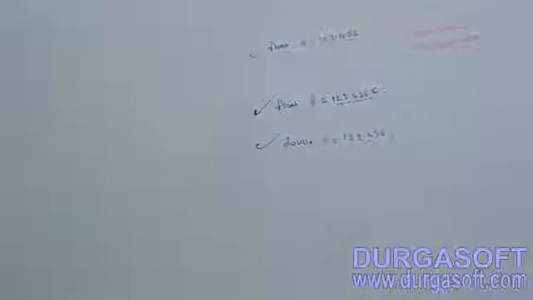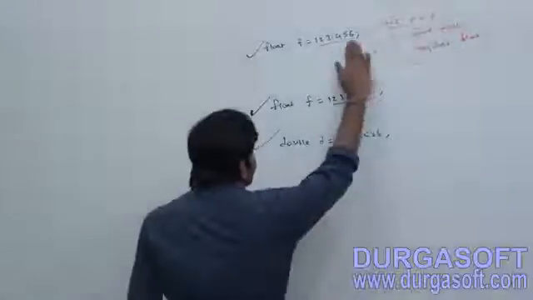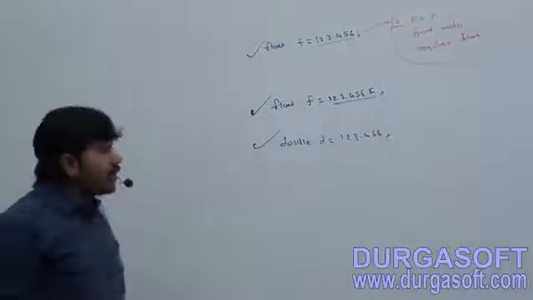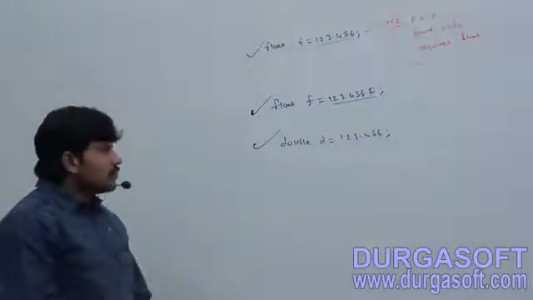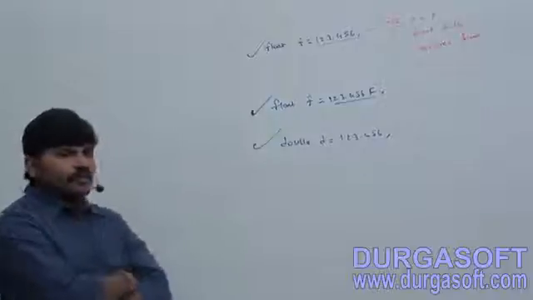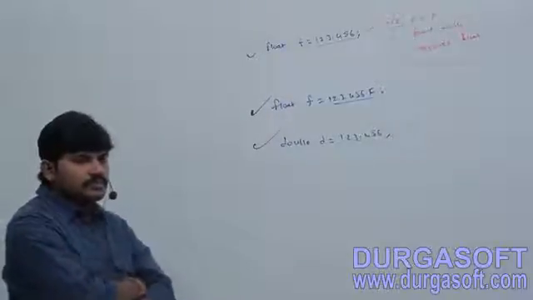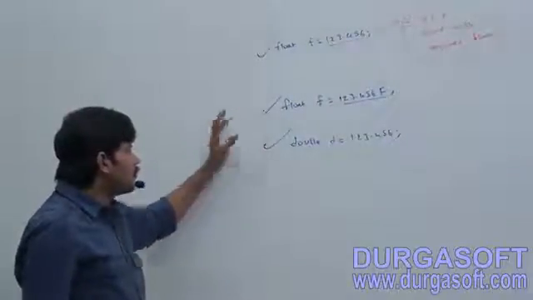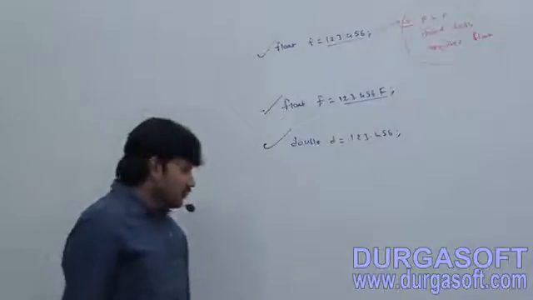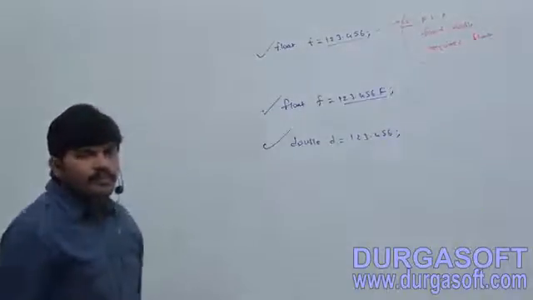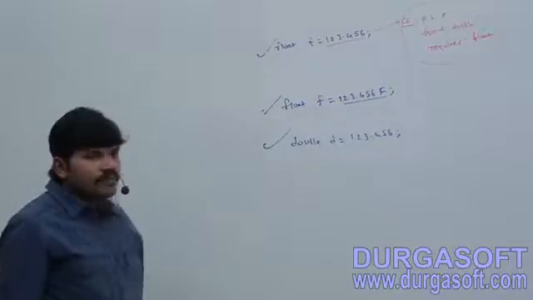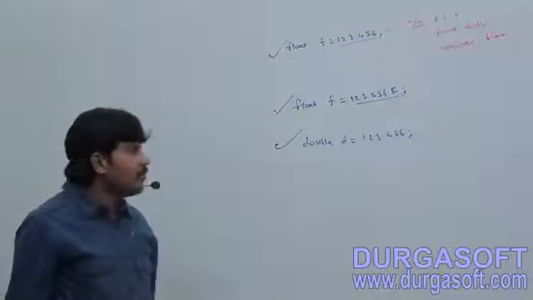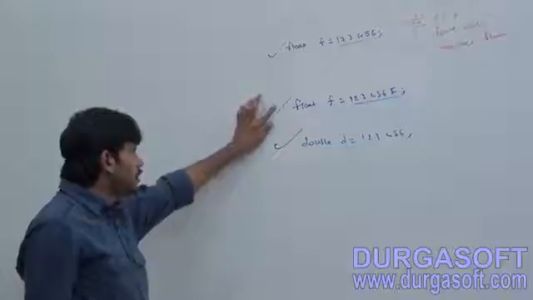Float f is equal to 123.456: possible loss of precision, found double required float. Float f is equal to 123.456f: valid. Double d is equal to 123.456: valid. Completed, right?